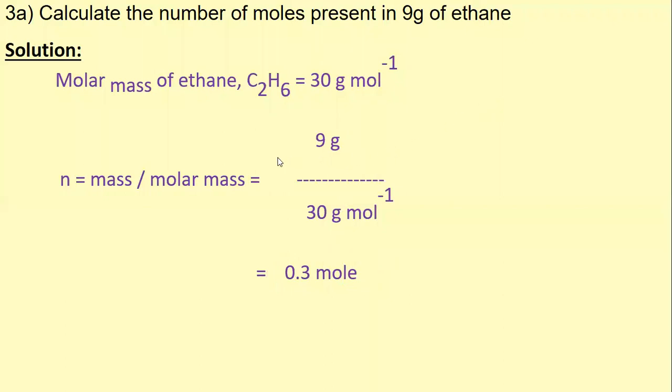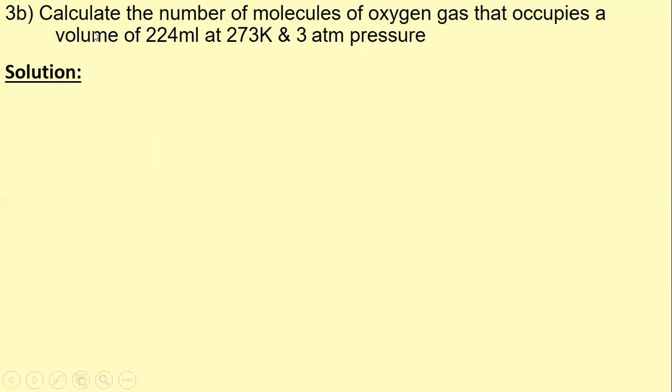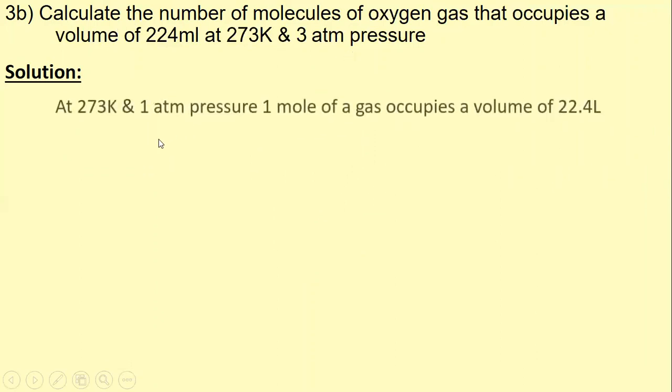Now we'll move on to question number 3B. Here: calculate the number of molecules of oxygen gas that occupies a volume of 224 ml at 273 Kelvin and 3 atmosphere pressure. Now we'll see the solution.